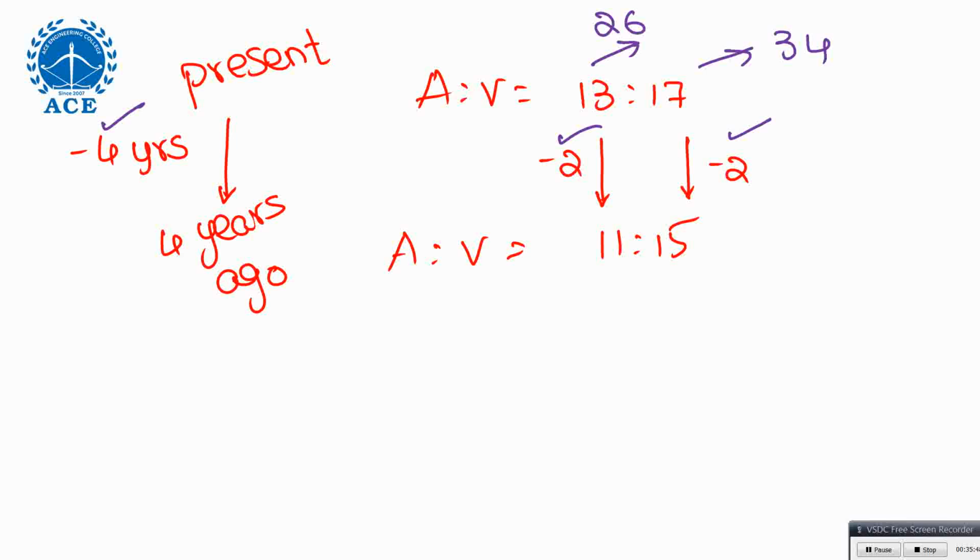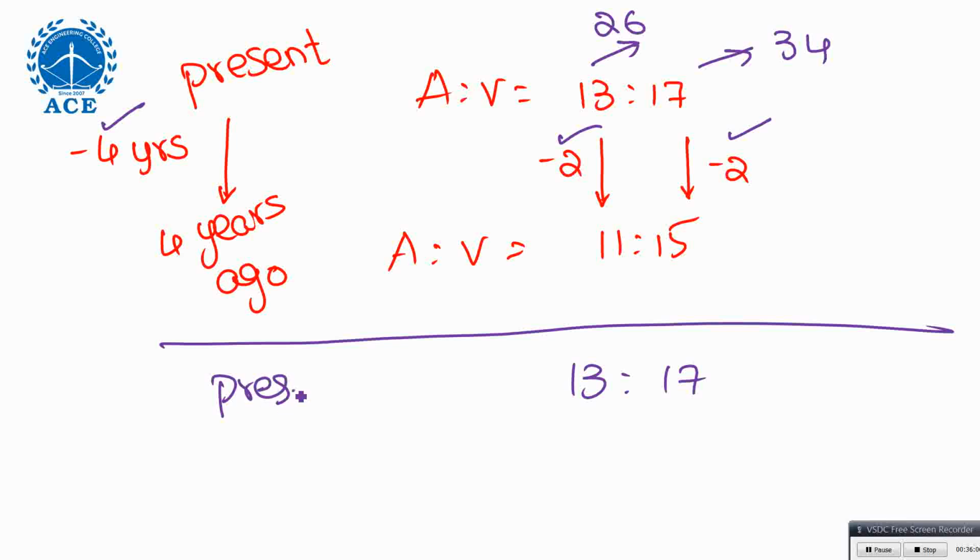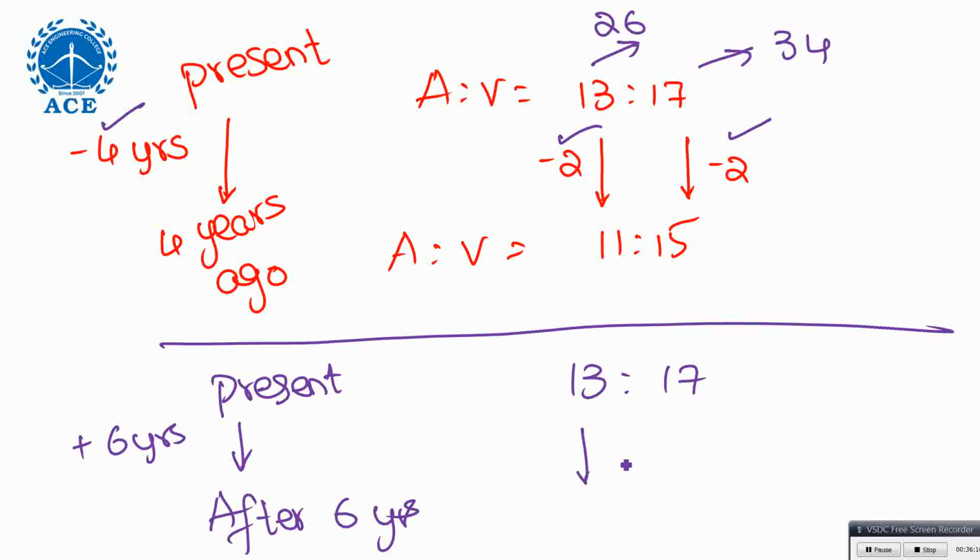Still, I want to make it simple for you. 4 years means 2. 6 years means 3 plus, because it's future. For present, 13 and 17. After 6 years means, I have to add 6 years. As this 6, I have to add 3. When you add 3, what will happen? 16 and 20. For 4 times, 5 times, 4 is to.